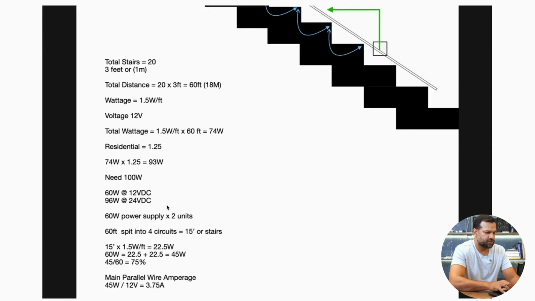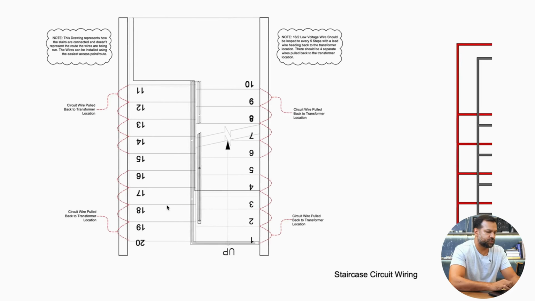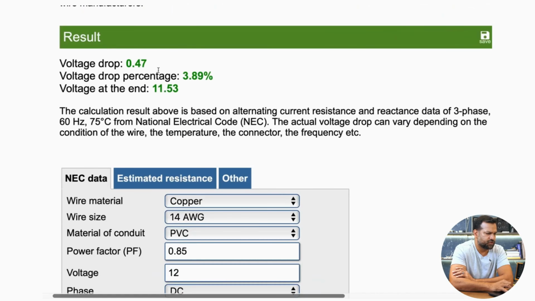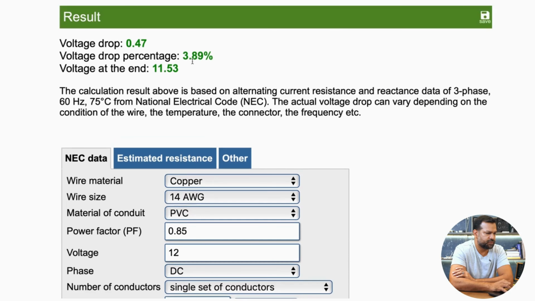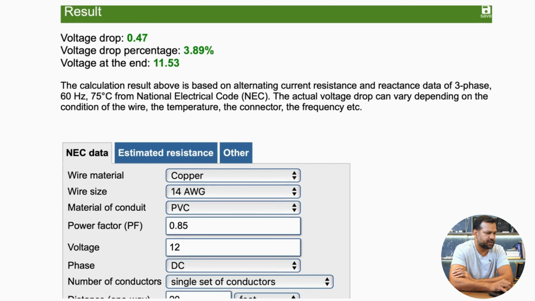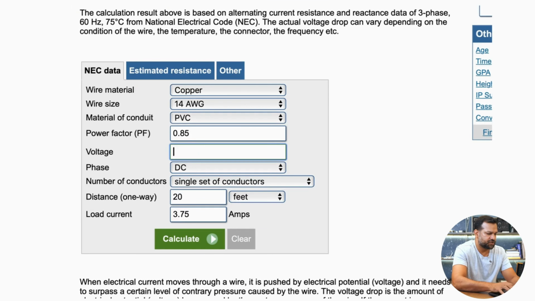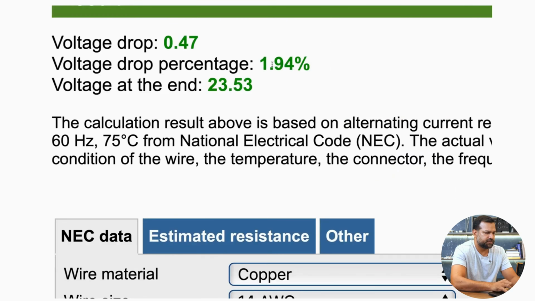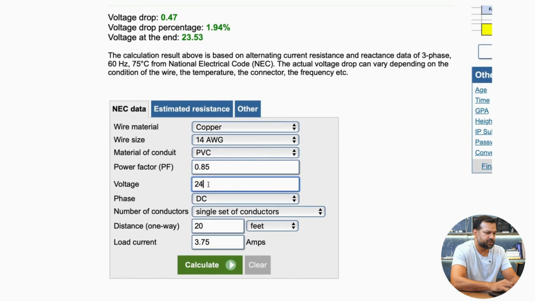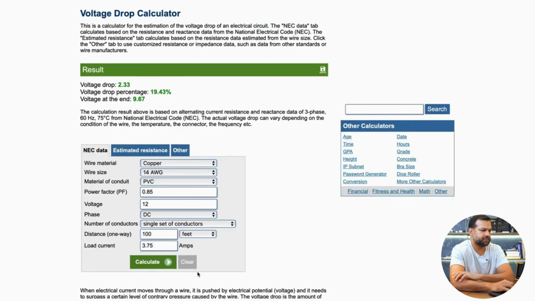The current load was 3.75 amps at 12 volts. So the voltage drop is very nominal. It's 3.89%, and we don't want to go below 11. Let's see if we change it to 24 volts, what will happen. See the percentage drop because it's a higher voltage. So let's go back to 12, and let's say it was 100 feet away. Yeah, so that's not good.